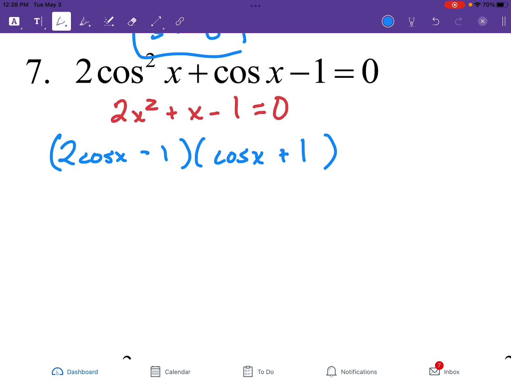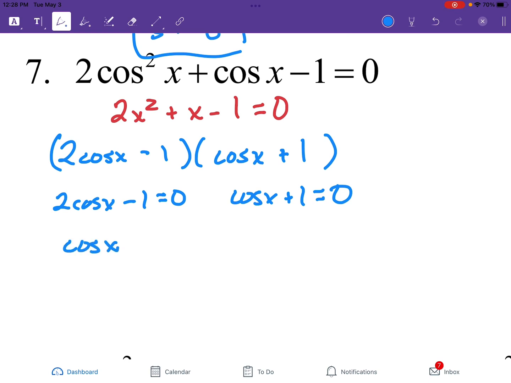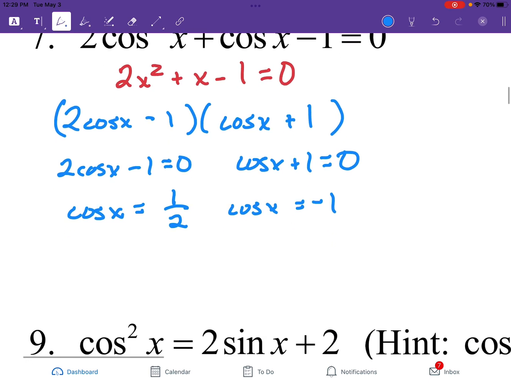So now what we have is we have two factors. We have 2 cosine of x minus 1 equals 0. We have cosine of x plus 1 equals 0. So we solve both of these for cosine of x. So the first one, we're going to add 1 and divide by 2. The second one, we're going to just subtract 1. So now we have both factors solved for cosine.